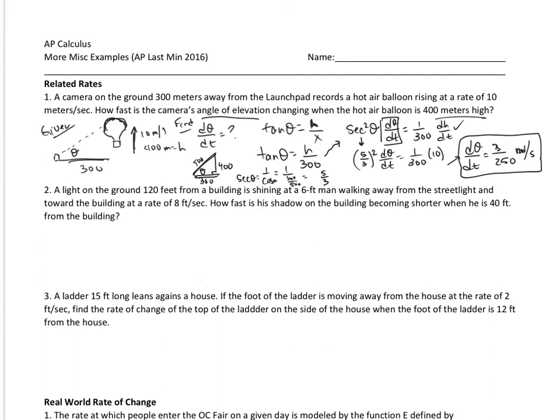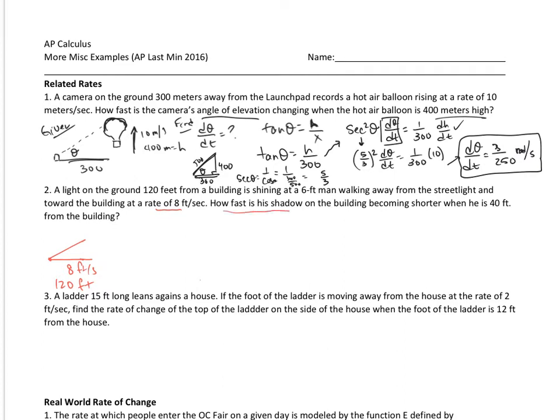So here's what we're looking at. We've got someone walking here at 8 feet per second. These are all our givens. And he's 120 feet away from the building. A light on the ground is shining at a 6-foot man, and what we have here is this triangle that's going to be formed.